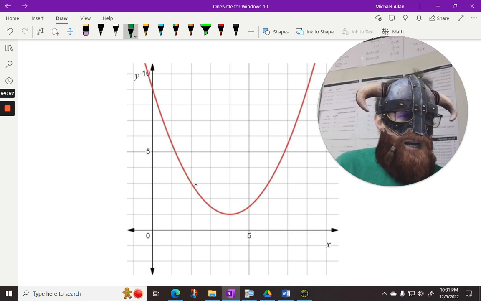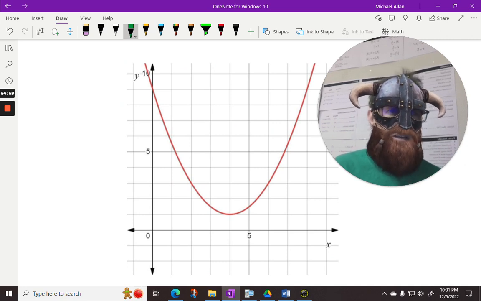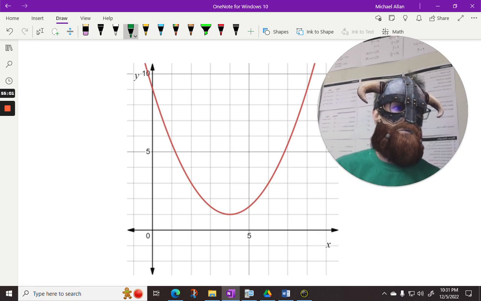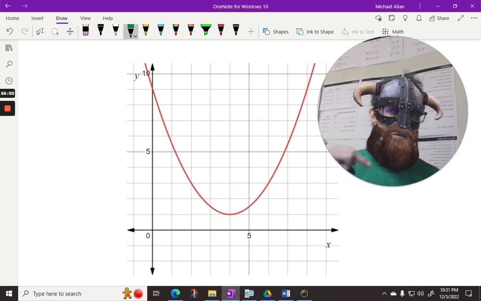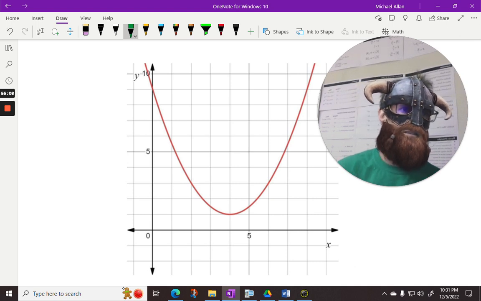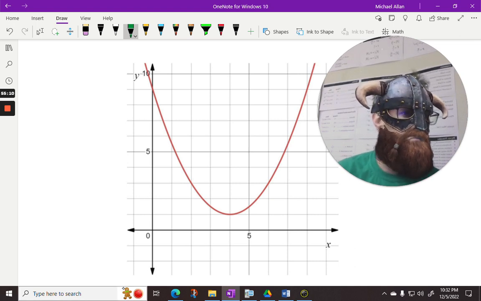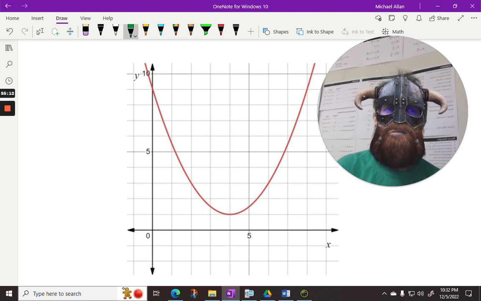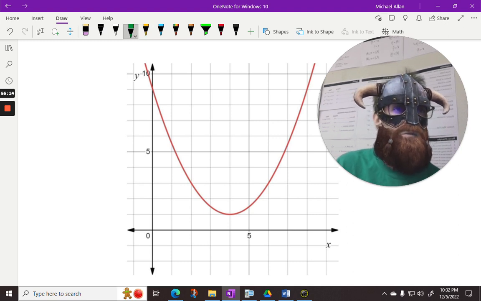So I'm looking at this graph. I purposely did this to this graph because there is no asymptote here. Remember, the asymptote happens when the y value is equal to 0. But this graph never crosses the x-axis, so there's no y value equal to 0. So we don't have any asymptotes. Okay, but we do have invariant points.